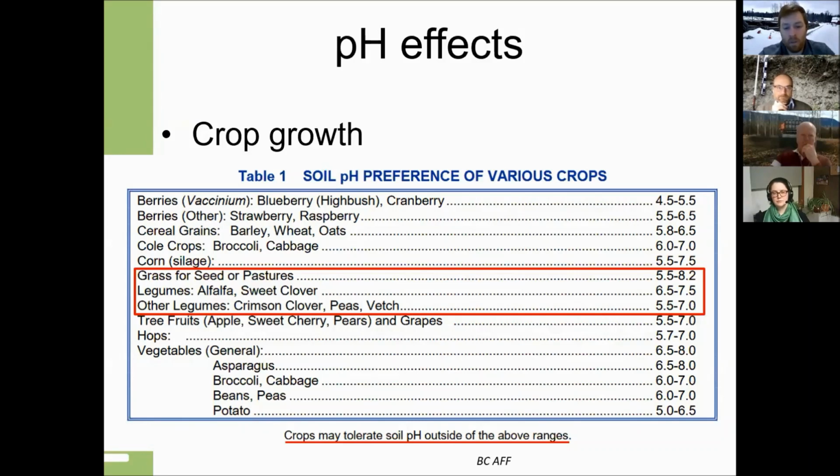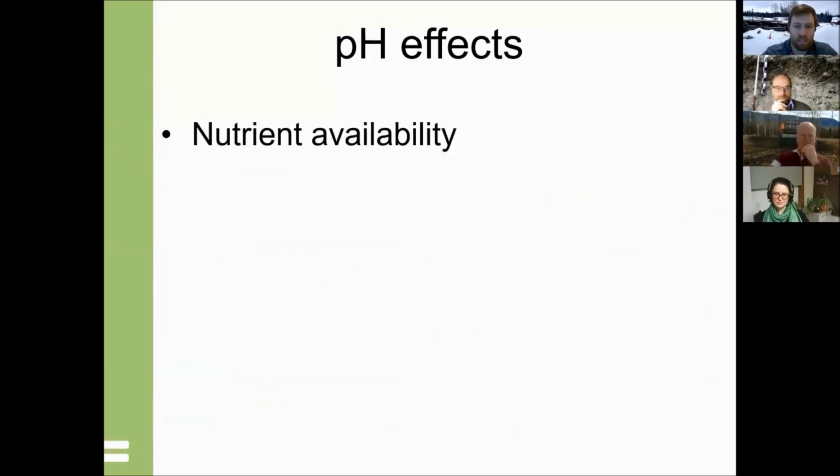And I don't want anyone to be mistaken that if it's 1 point off the crop's preference, it will just shrivel up and die. They tolerate different pHs that are outside their favorite range. They might just not grow the most effectively.